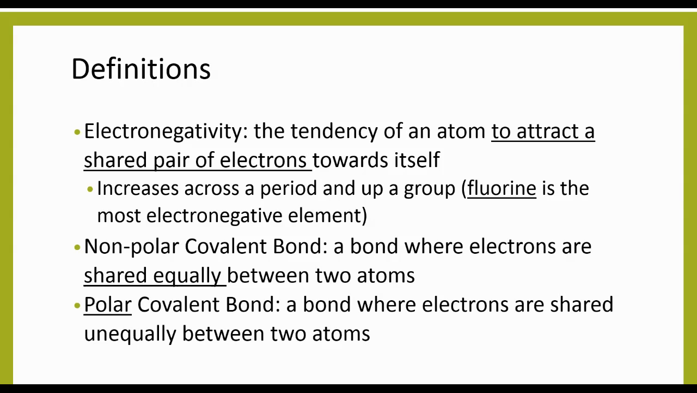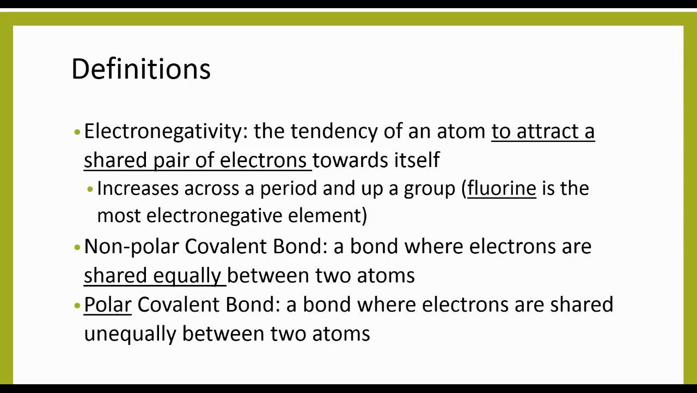Just a reminder, electronegativity is the tendency of an atom to attract a shared pair of electrons towards itself. So only atoms that bond are able to be described using electronegativity. The noble gases that really don't bond with anything do not have electronegativity values. Otherwise, electronegativity increases as you go across a period left to right and as you go up a group. So fluorine is the most electronegative element on the periodic table, and the further we get from fluorine, the less electronegative we are.